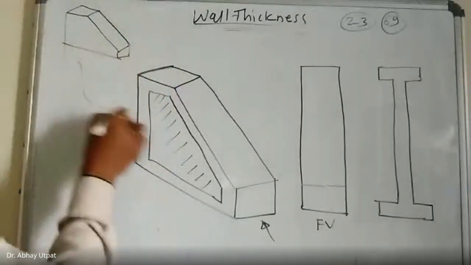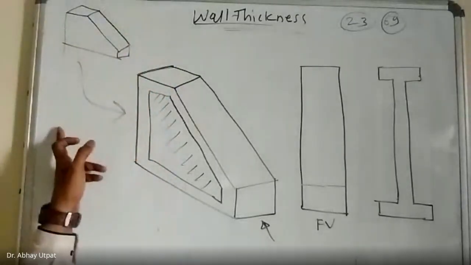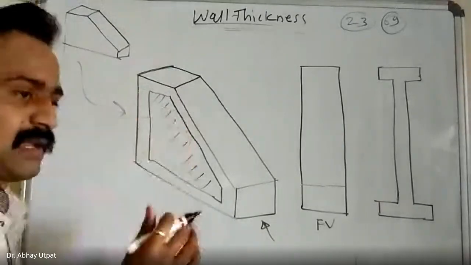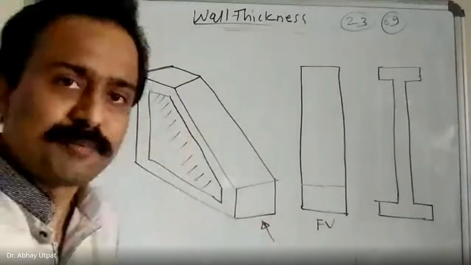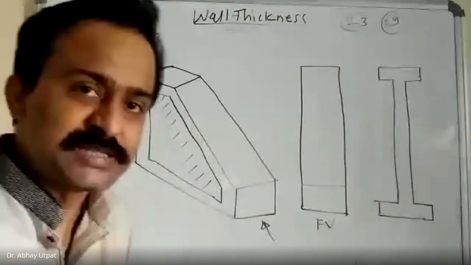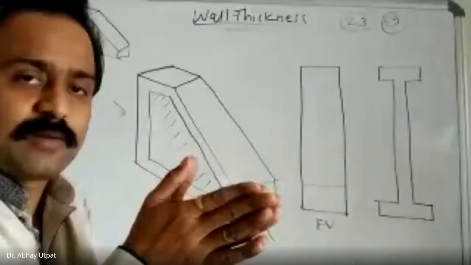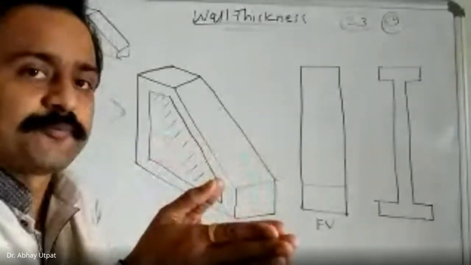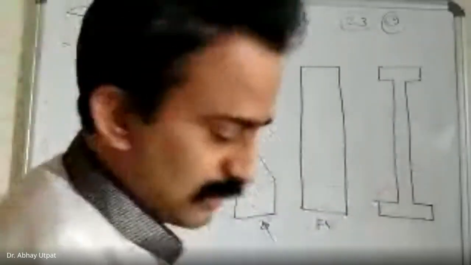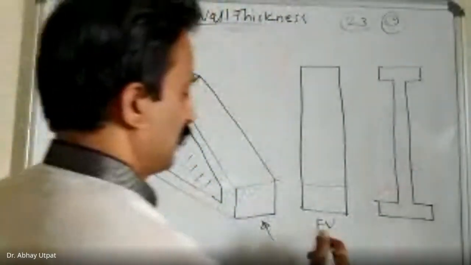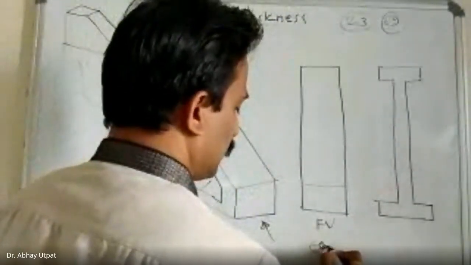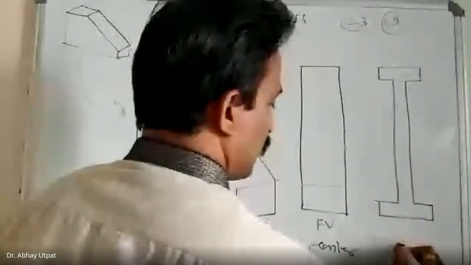This earlier shape is modified here. By removing this material, there is no question of machining or removing material. Core plates are used in such a way that plastic will not reach that area. And this will be your modified shape. Earlier, and this is modified.